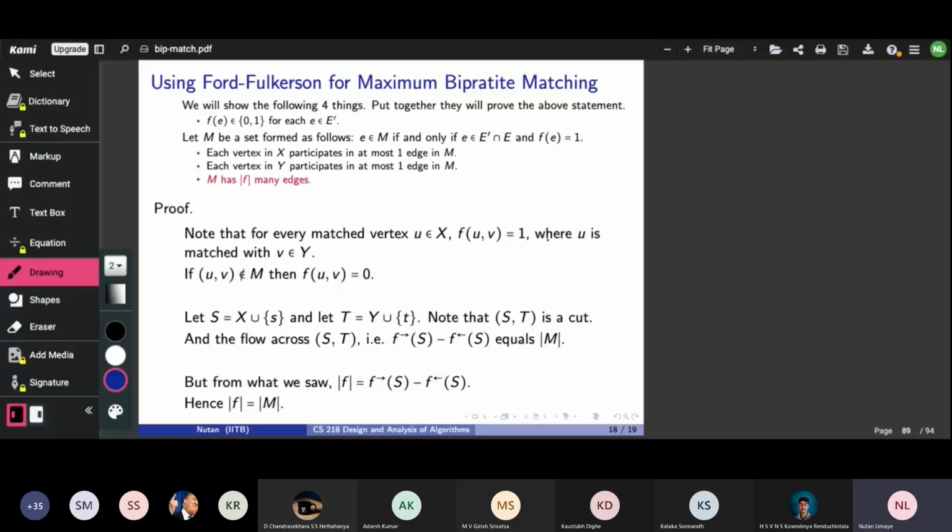So if there are any questions, please ask them now. And we will take a short break after this and move on to the next slide deck. Yeah, so there is one question by Lisa. Can you please explain again how the flow across S, T is the cardinality of M? Yeah, sure.